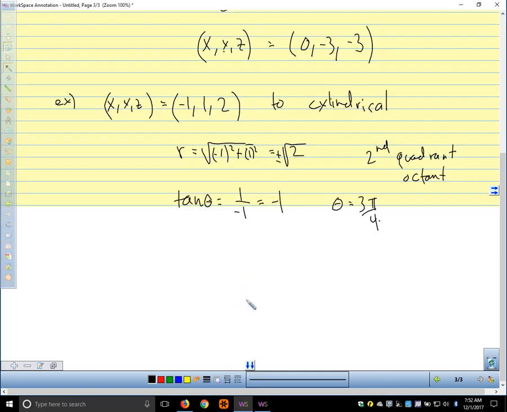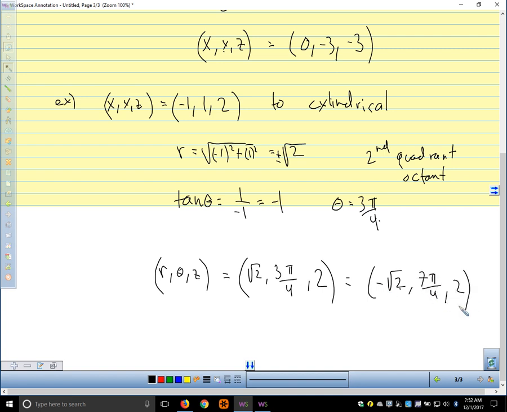All right. And we know that z equals z. So we can say that r, theta, z is, we could choose the positive square root, r equals square root of 2, 3 pi over 4, comma 2. We could also say, as another possibility, negative square root of 2. And then where would we put our angle if we had our negative radius? At 7 pi over 4. So we put it in the fourth quadrant in the xy plane, but our radius is negative. That gets us back to the second quadrant. So that's another example. We could choose an infinite number of theta values. This first one's going to be the most common.